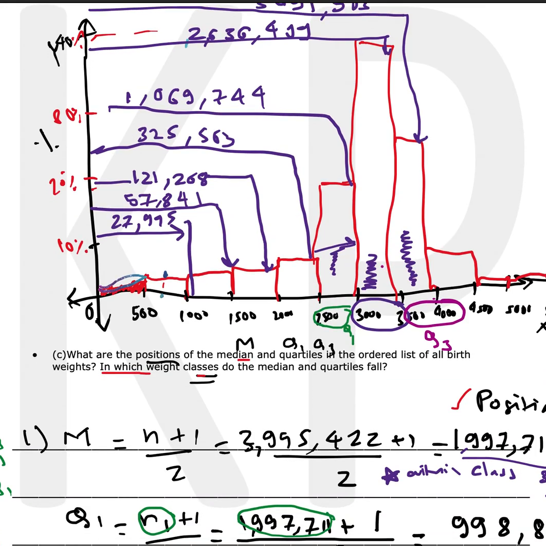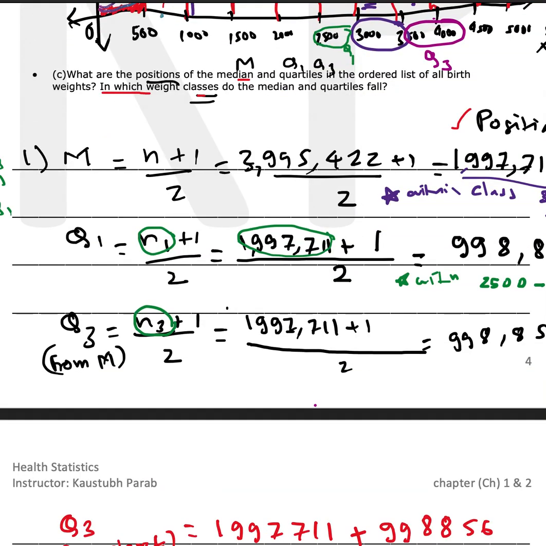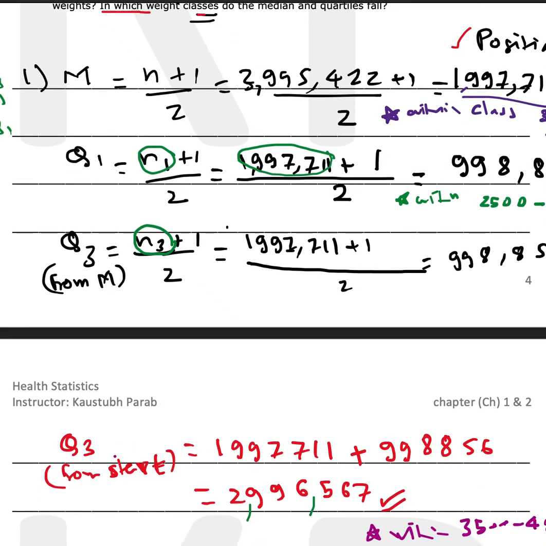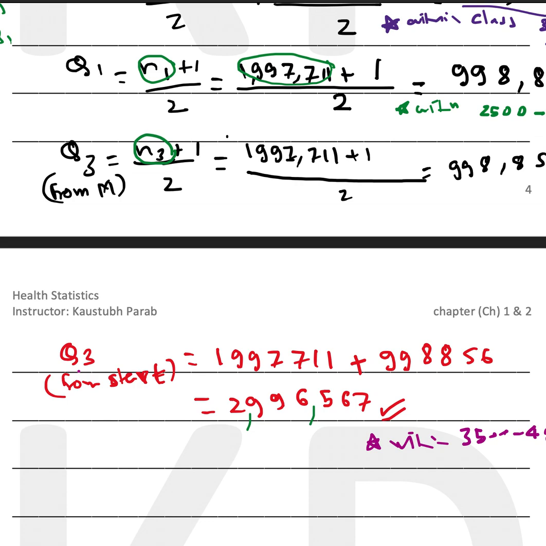Alright, so looks like we have completed everything. So the key information is getting to that cumulative Q3, which is from the starting point rather than from the median.